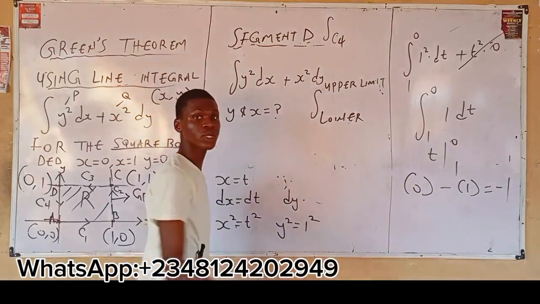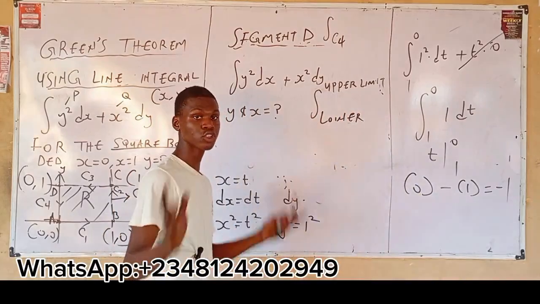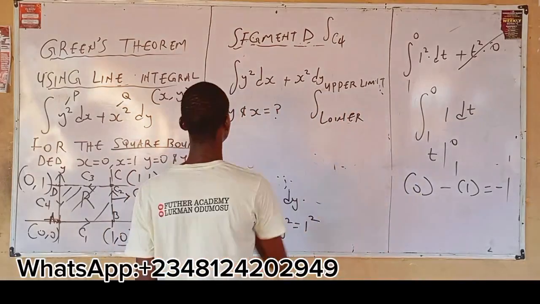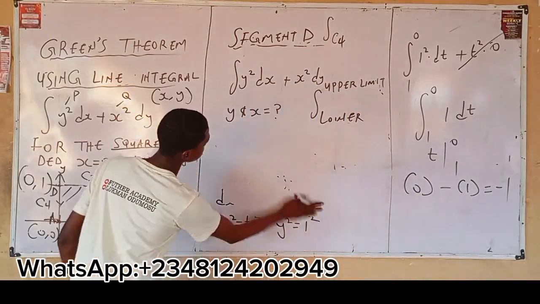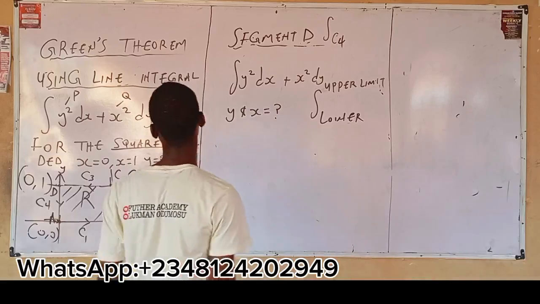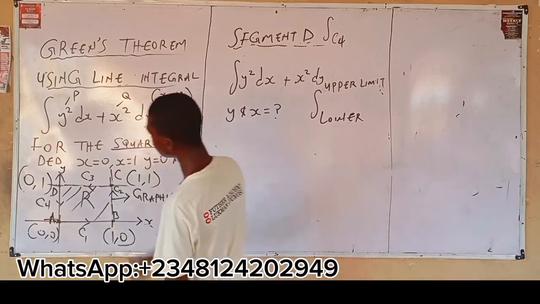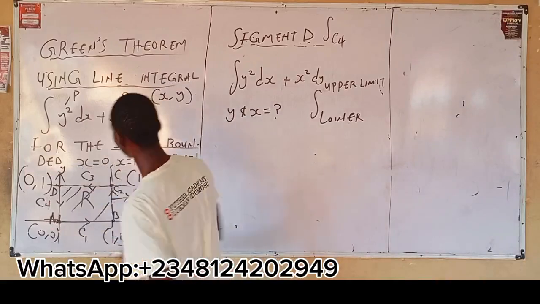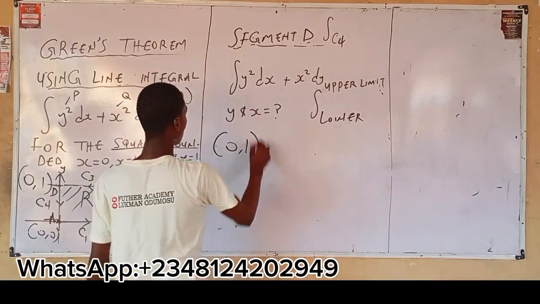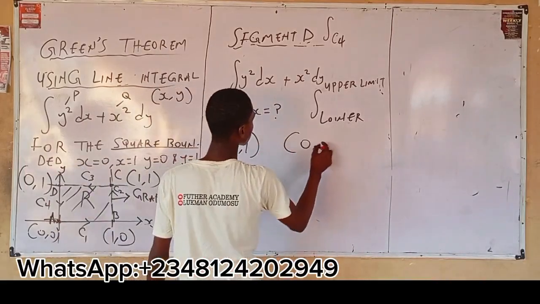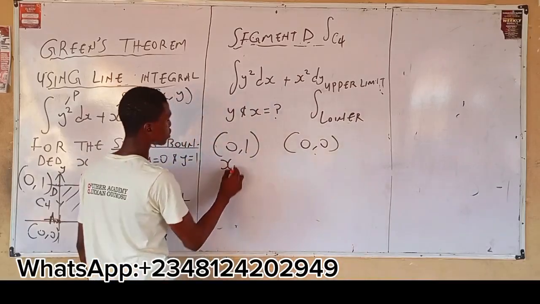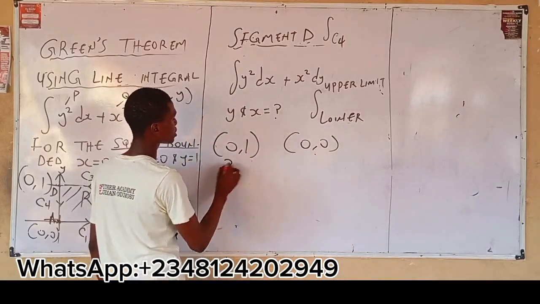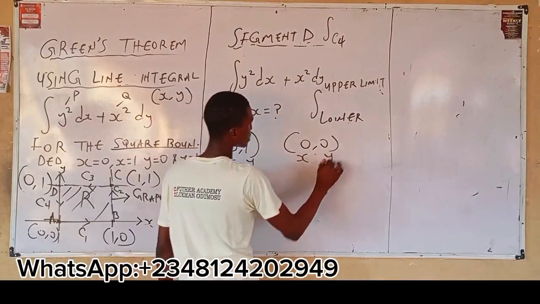All right. I want to believe you've gotten your answer. Now segment D. To get my y function and my x function for segment D, meaning C4, it is moving from D to A. So I have (0, 1) and (0, 0). So this is x1, this is x, this is y, this is x, this is y.